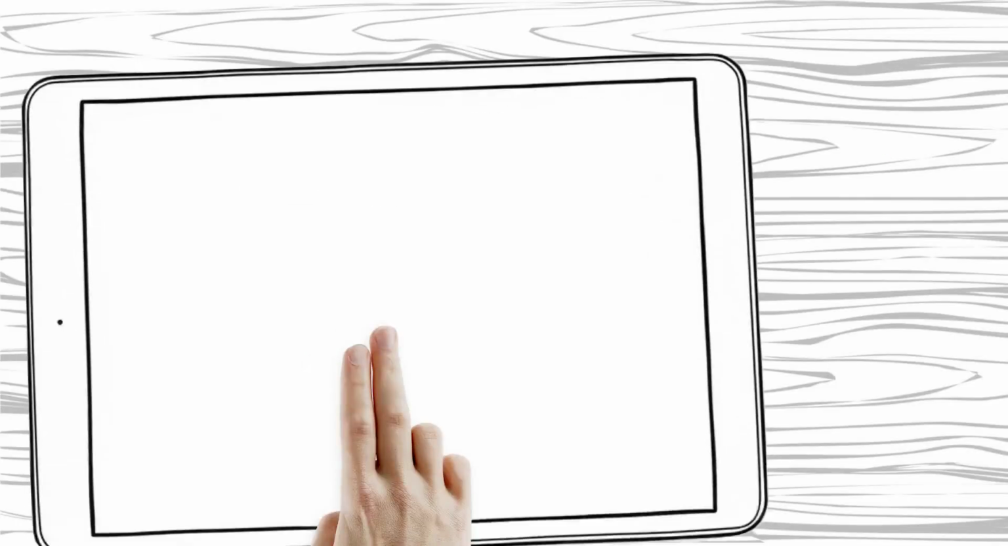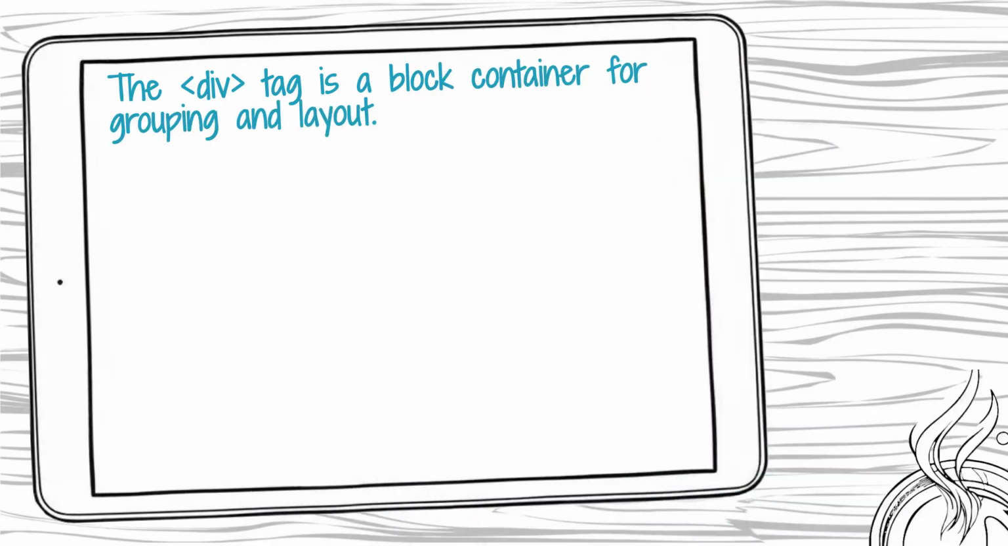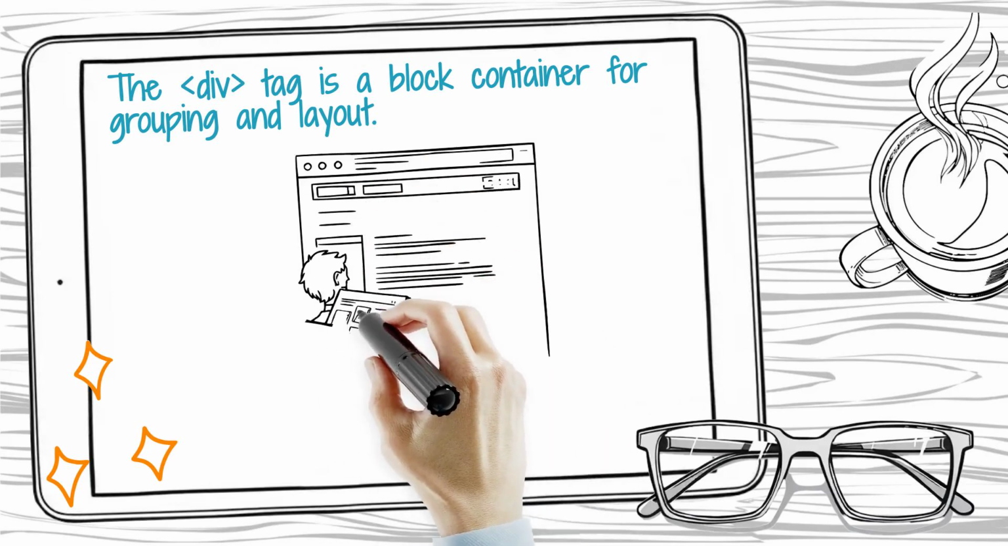Now containers. The div tag is a generic block container. It doesn't add meaning by itself, but it's useful for grouping sections so you can style them with CSS or organize layout.